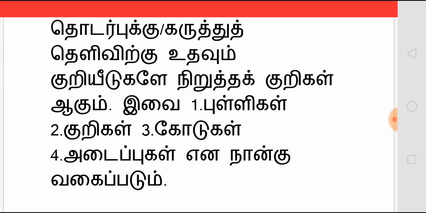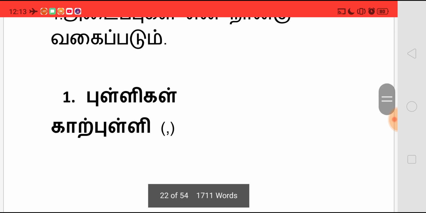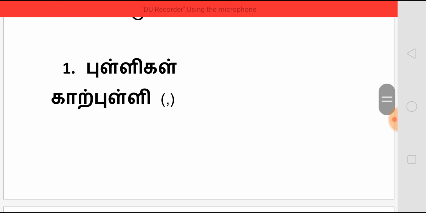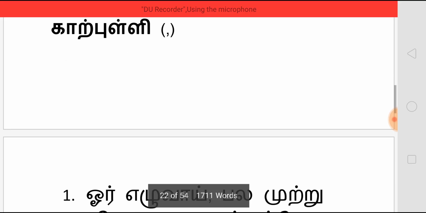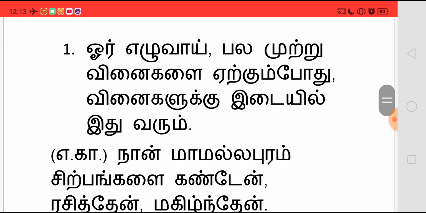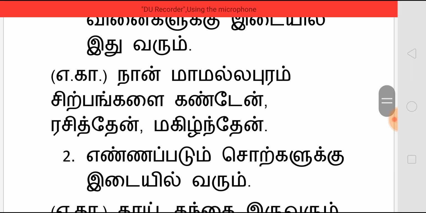In this we have Pulligal, Kurigal, Kodugal and Adaipugal. There are four types of Nirtha Kurigal. First, when we see about Pulligal, we have Karpuli, which in English is called comma. This is used when we have one subject and a lot of finite verbs. And between the verbs we use the commas. Example, நான் மாமல்லபுர சிற்பங்களை கண்டேன், ரசித்தேன், மகிழ்ந்தேன்.